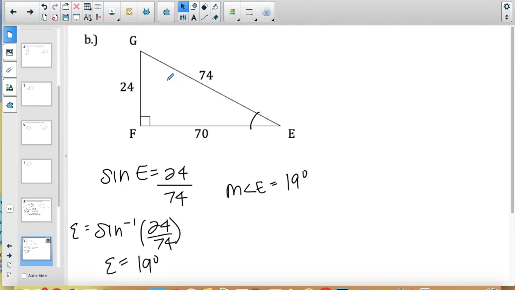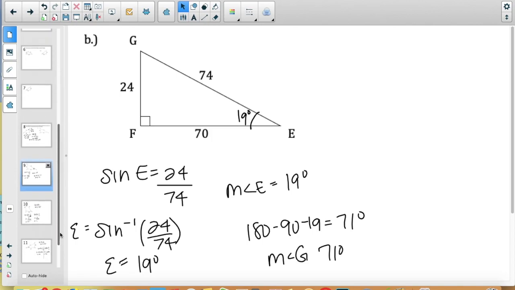And then, guys and gals, if I know that this is 19 degrees, I can subtract from 180: 180 minus 90 minus 19. I know then that the last angle is 71 degrees. So the measure of angle G is 71 degrees. All right, so we have two examples left with C and D. If you want to go ahead and complete those.